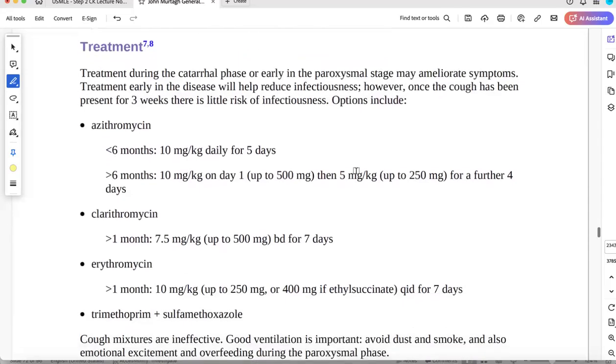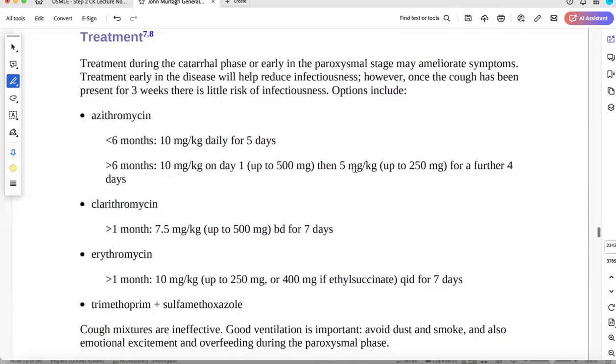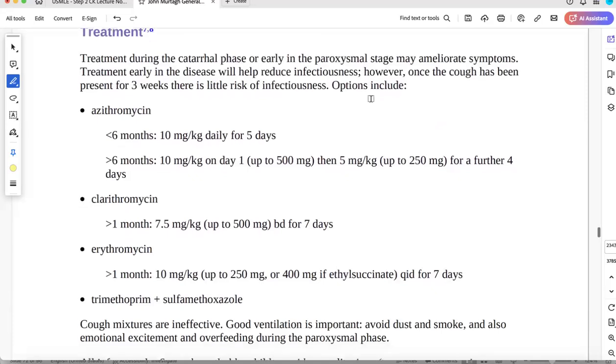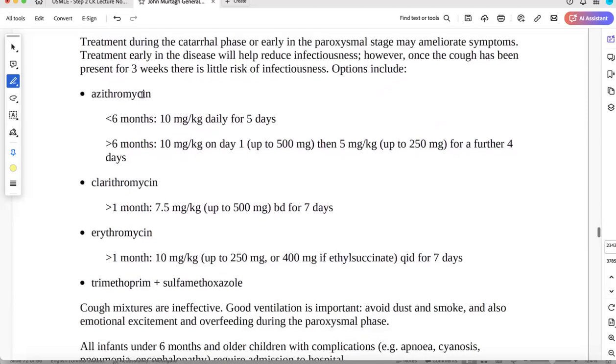Treatment. Treatment is important. The treatment can be any of these. So azithromycin, clarithromycin, erythromycin, that's usually the choice of antibiotic. Okay.